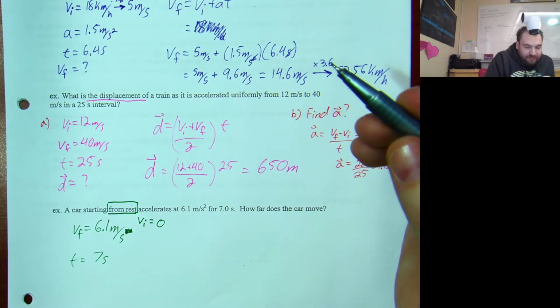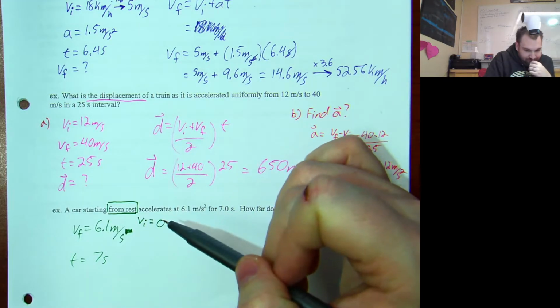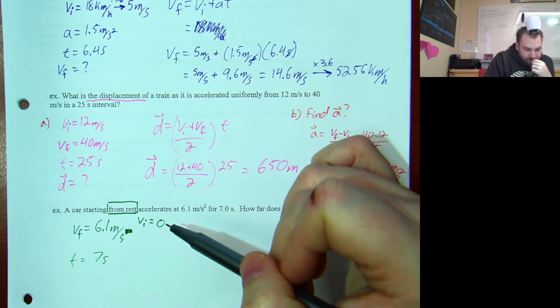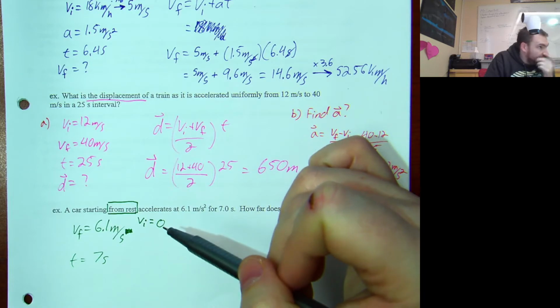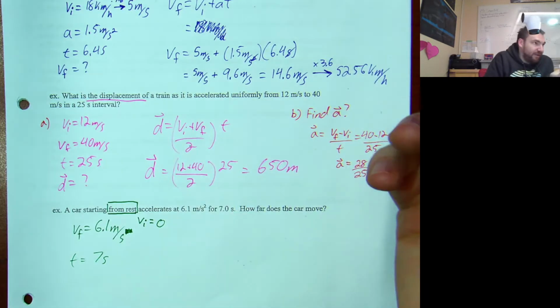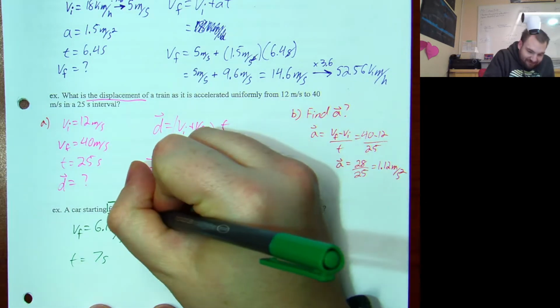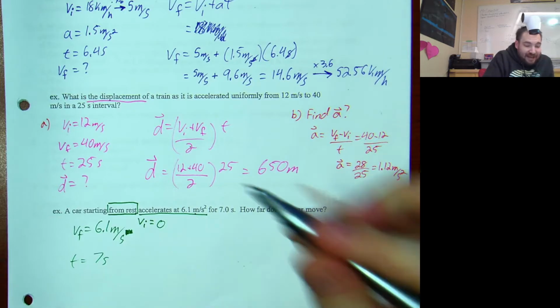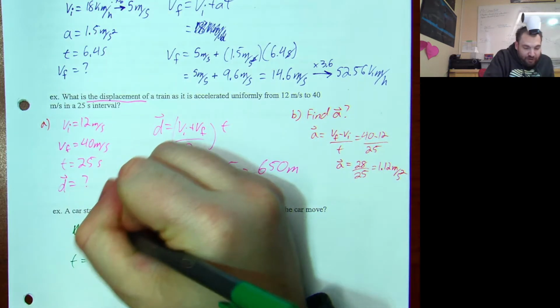Connor, did you say that the final velocity was 6.1? What? No. Khalil, you said it was 6.1. And I just went with it. It accelerates at 6.1 meters per second squared. So we don't actually have VF. I just assumed, Khalil, that you were on it.